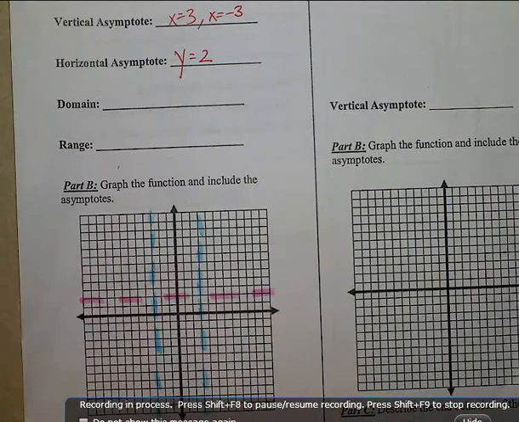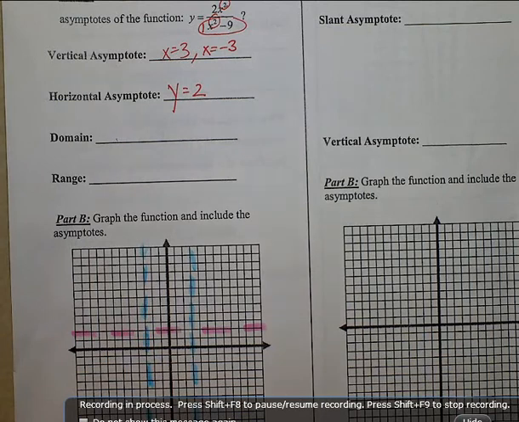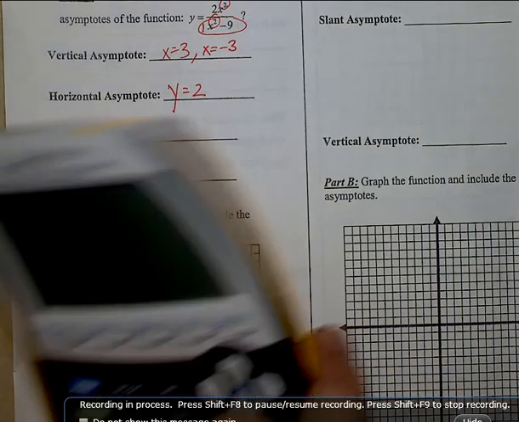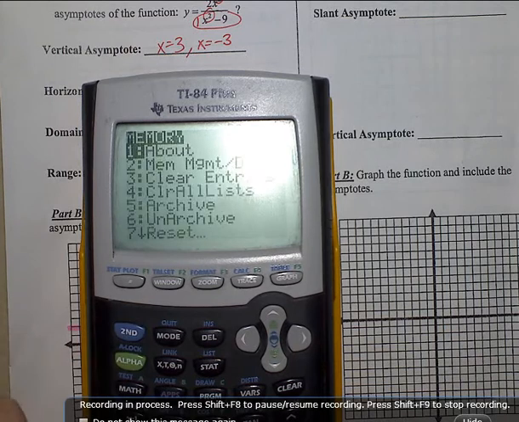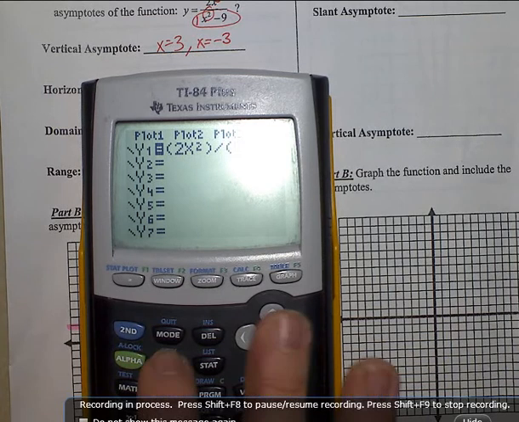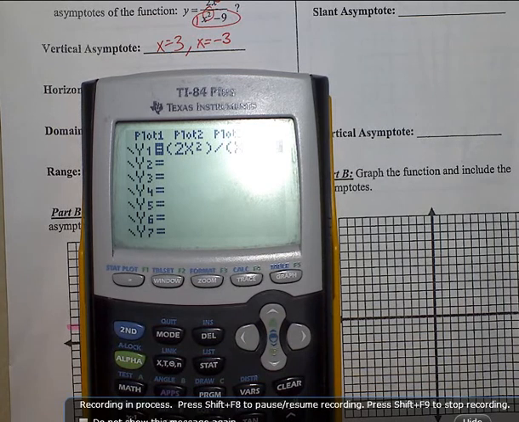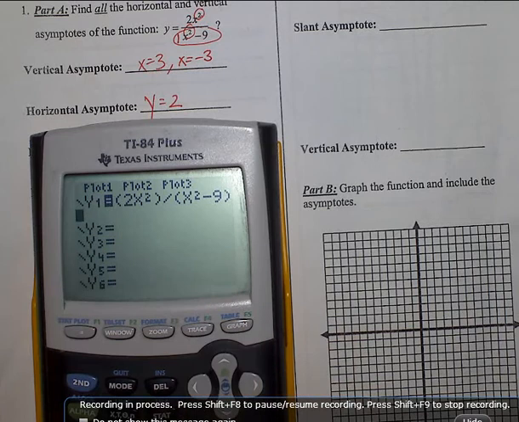Now before I do domain and range, I actually want to graph it. For the purpose of going fast, we have a few things that we get to cheat with. So please press second, then Y=. If you don't have a graphing calculator on your desk, go grab one. Enter parentheses 2x squared, close parentheses, divided by parentheses x squared subtract 9. All right, so we're going to graph this. Once you've plugged it in, please hit graph.